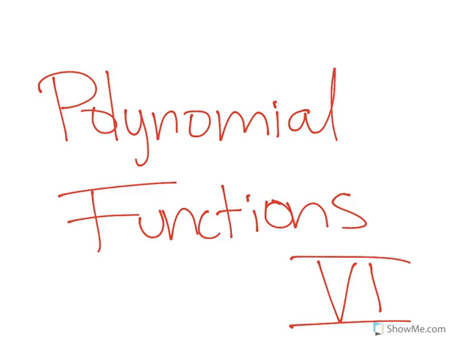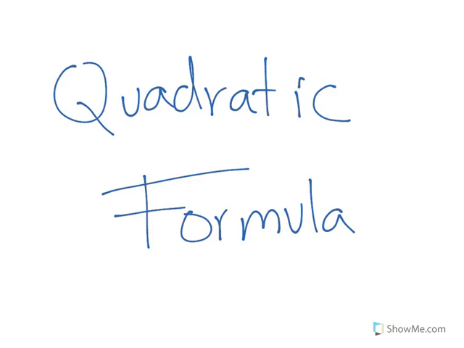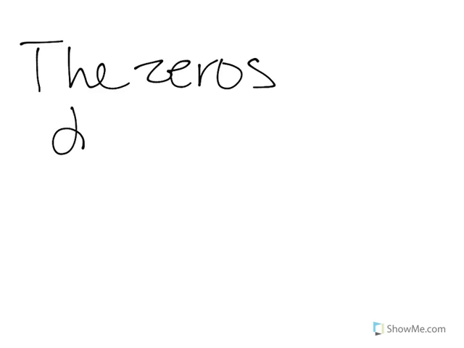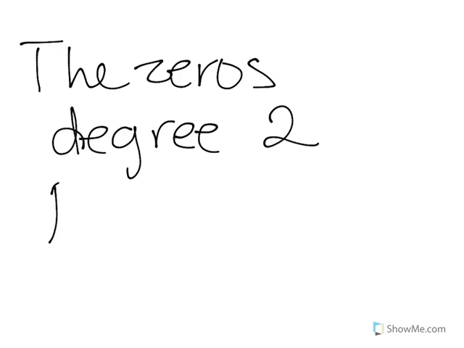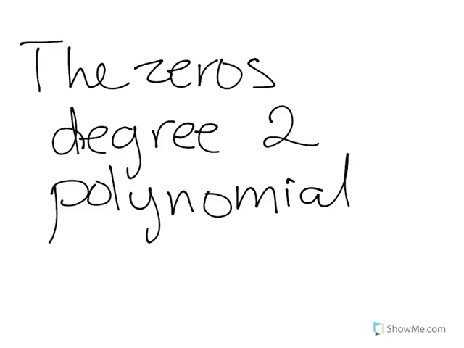Hello, this is the sixth video of polynomial functions, and we will learn how to use the quadratic formula. So, the quadratic formula tells us the zeros for a degree 2 polynomial. However, there are some ways in which we can use the quadratic formula to find the zeros of other polynomials.